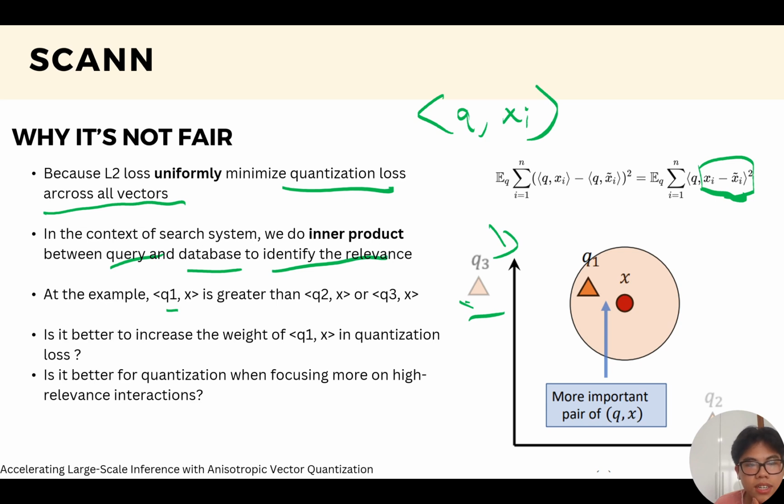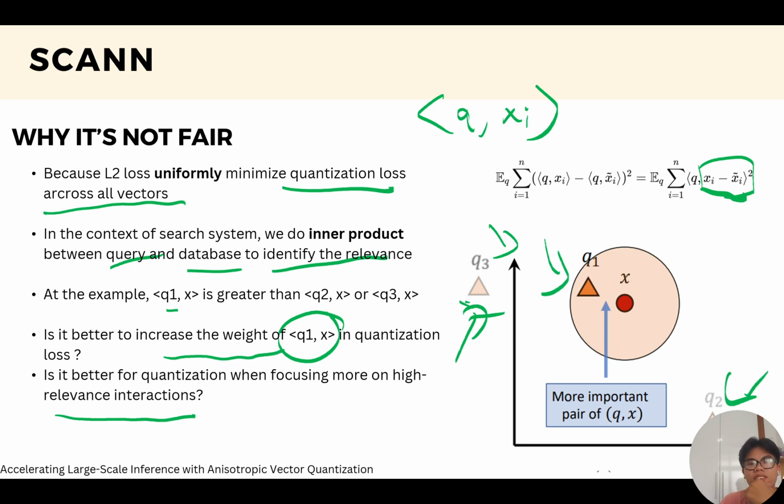So they ask the question: is it better to increase the weight of this inner product in the quantization loss? Is it better for quantization to focus more on high relevance interactions? If we use L2, the quantization loss is equally distributed, so L2 will consider this and this as equal. But we want to focus more on the high relevance interactions, so we want to quantize this query vector more.